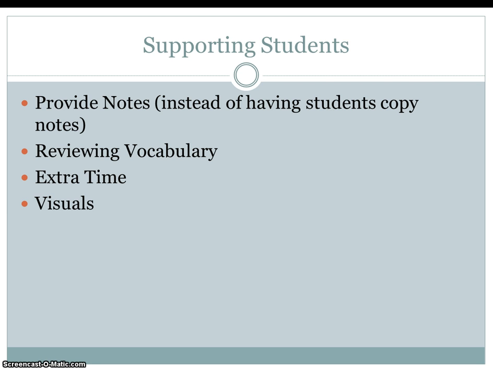These will support all students, and it is up to the teacher to know their students and what supports will work.